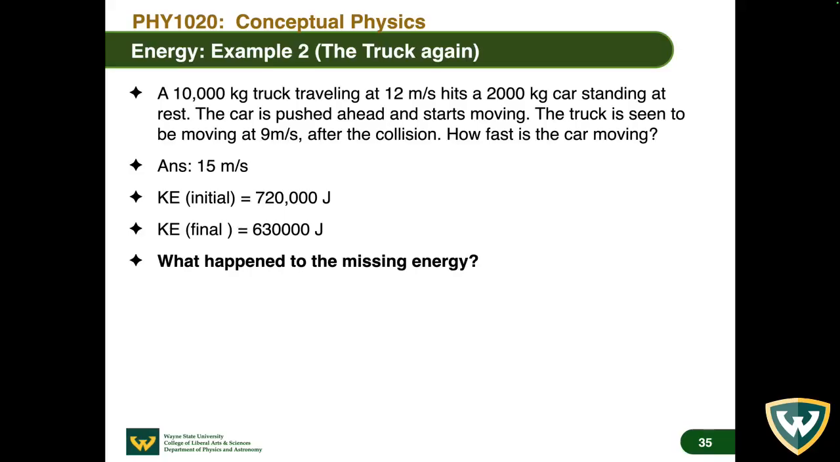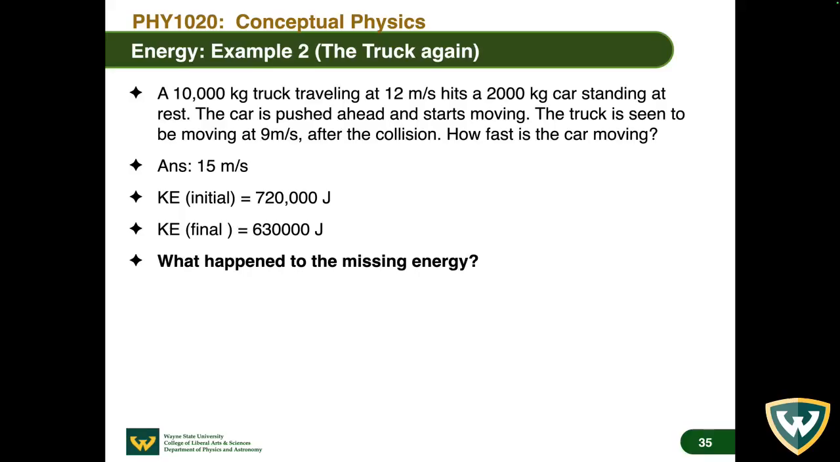And we already saw this example. So after the collision, we found that the car is moving at 15 meters per second. And so now we can ask, what is the kinetic energy before and what is the kinetic energy after? So before the collision, the kinetic energy is carried by the truck. 1/2 the mass of the truck times the square of the velocity of the truck happens to be 720,000 joules.